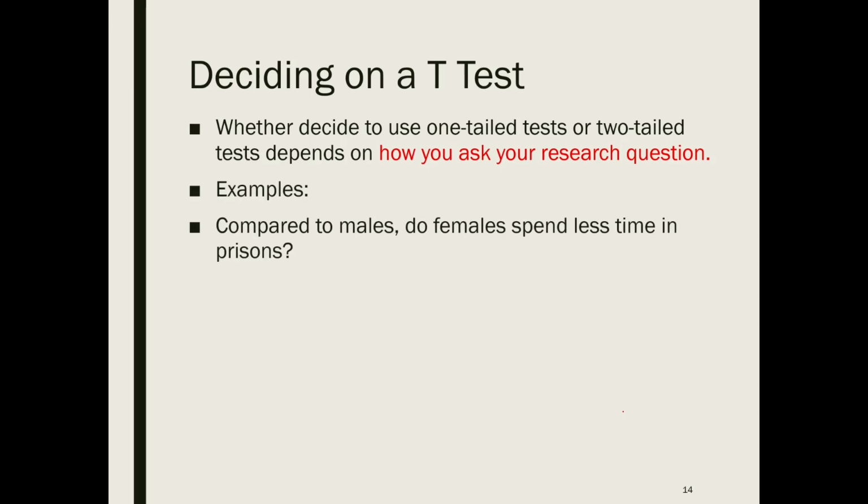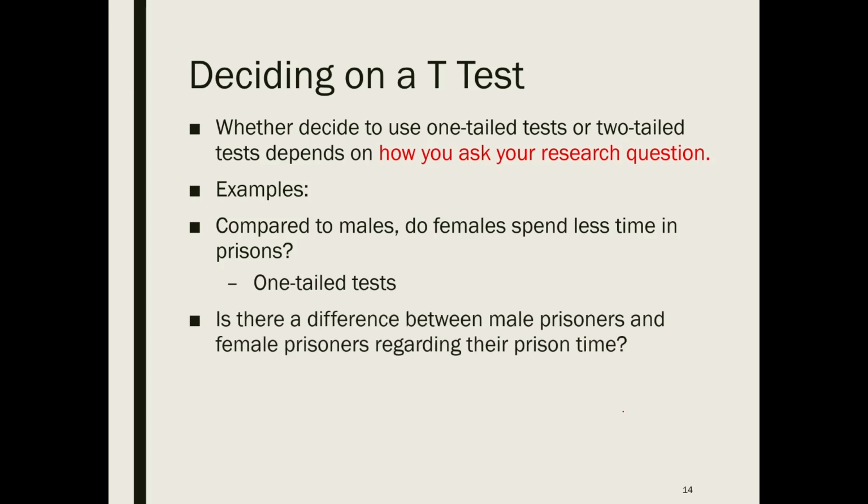We used this example in the previous PowerPoints already, right? Compared to males, do females spend less time in prison? Did you see the "less time"? So yes, it is a one-tailed test because there is a direction. The second question is: is there a difference between male prisoners and female prisoners regarding their prison time? Now, you can see the two questions are sort of similar, right?